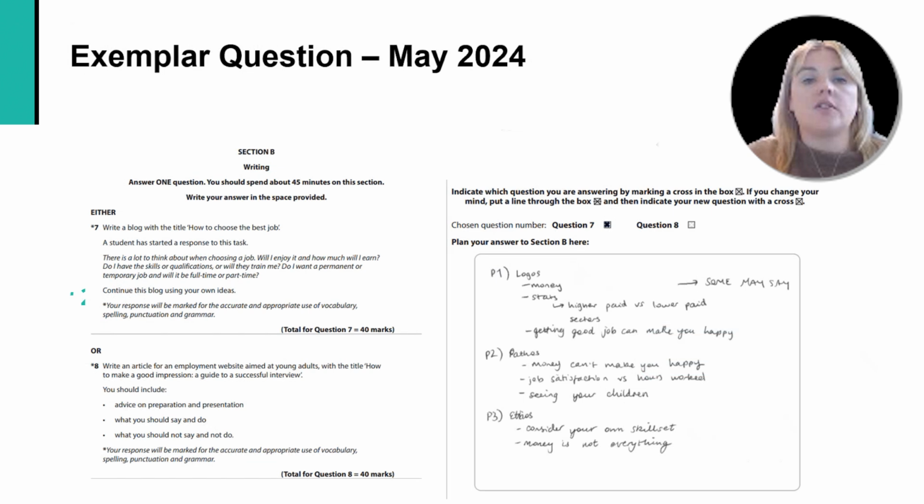Let's take a look at this question together. In the exam, you'll be given a choice between two questions, question 7 and question 8. It's really important to remember not to complete both questions. You should only choose one of the two options.